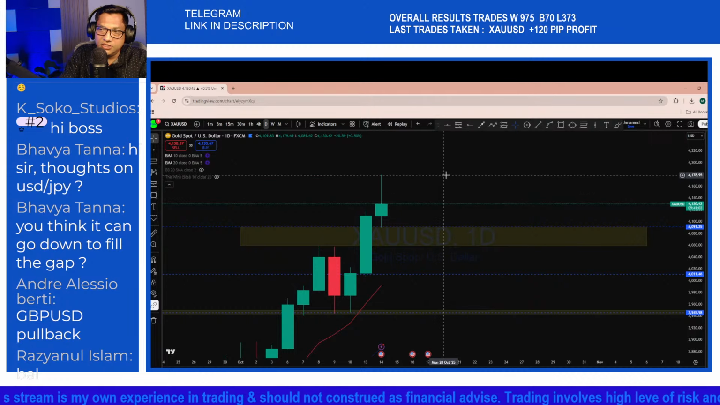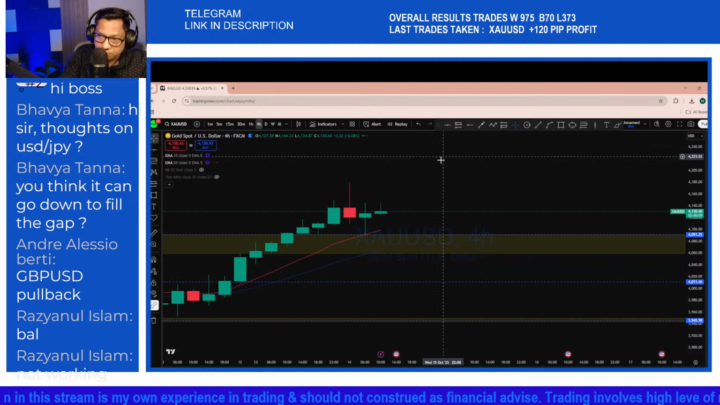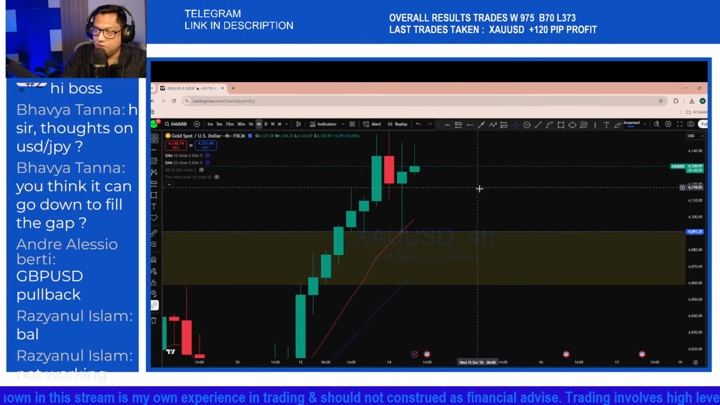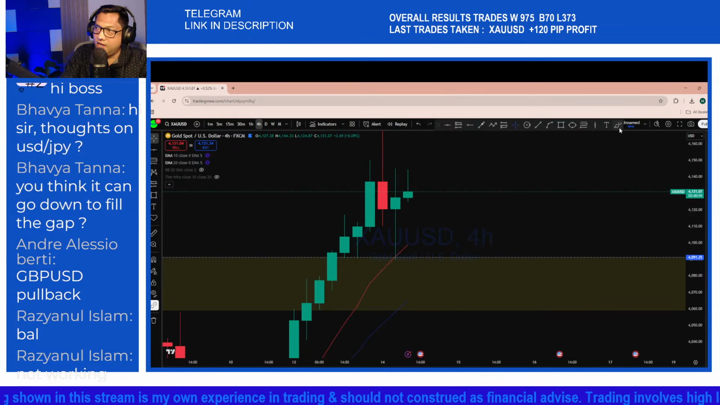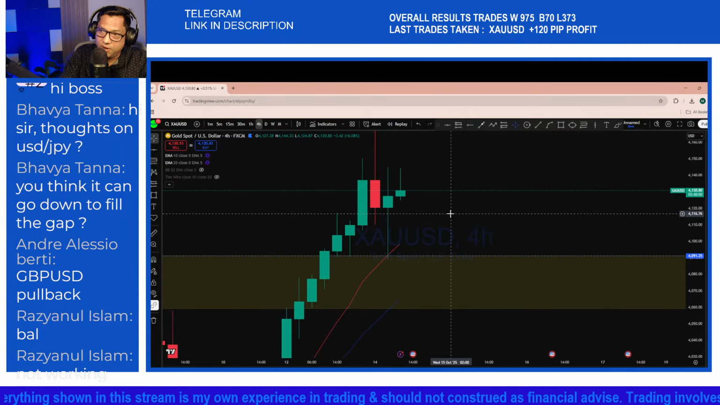Now this is a bullish market, so any drop down here, if we look at the 4 hour now, this is where earlier we have seen the market drop to that support, penetrated back below.